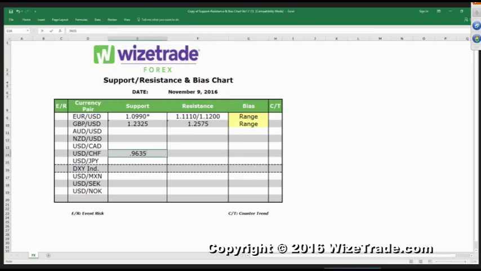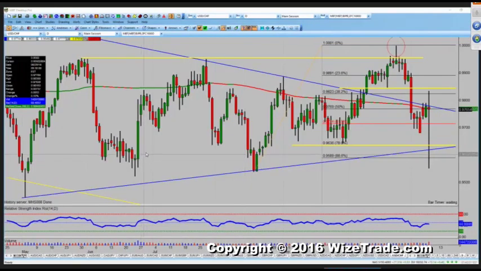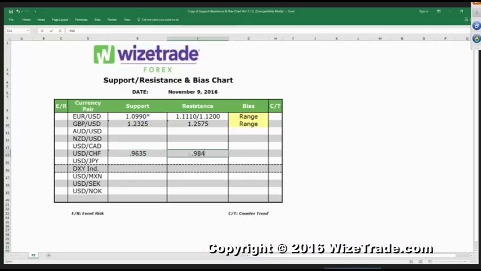I think the market right now is just trying to figure out what the hell to do next, and that's obvious. Everybody's trying to figure it out. And resistance right now would be 98, whatever that low is, 98.45. Okay, and we're in a range as well.